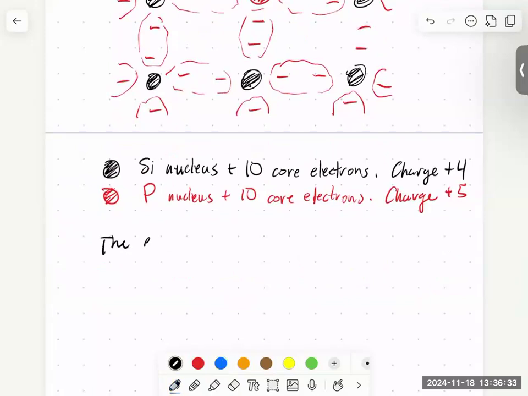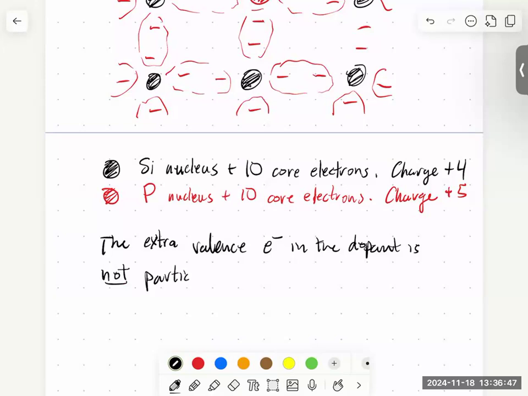So the extra valence electron in the dopant is not participating in a covalent bond.